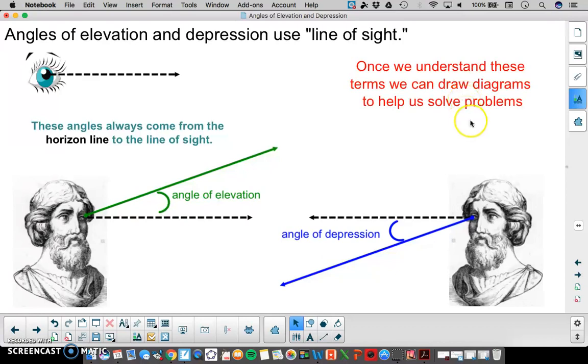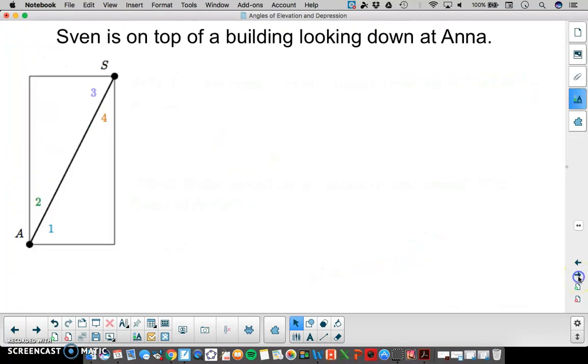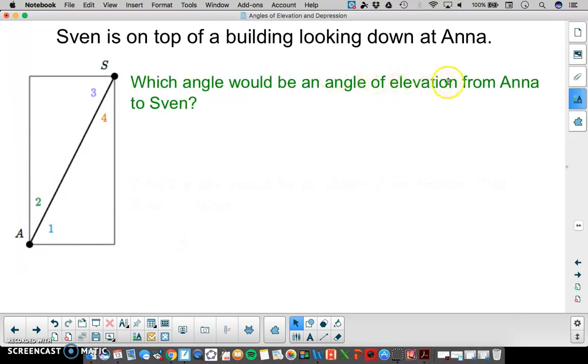Now, once we understand these terms, we can actually draw diagrams to help us solve problems. So just a little practice here. Sven is on top of a building looking down at Anna. So here's Sven at point S, Anna's at point A. Which angle would be an angle of elevation from Anna to Sven? Well, from Anna to Sven, we have the horizontal and then looking upward. So from the horizontal looking upward is angle 1. So angle 1 would be considered an angle of elevation.